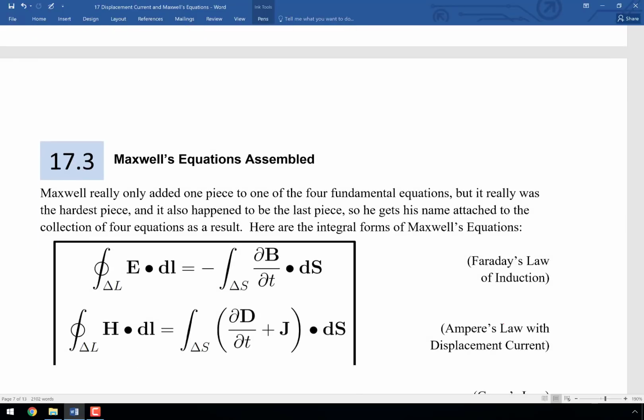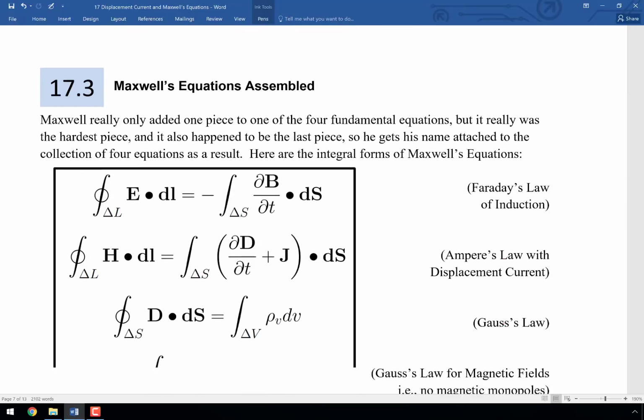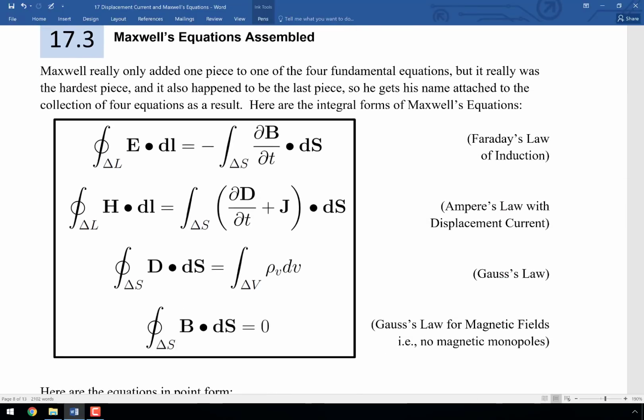Okay, let's now assemble Maxwell's equations. We have 4 of them. We have Faraday's law of induction. We introduced that, I believe, last chapter, and it was complete upon introduction. We have Ampere's law with displacement current. So this term right here, that was the missing piece. All that Maxwell really did was add that term and then assemble these 4 equations, put a box around them. But that's why they're called Maxwell's equations.